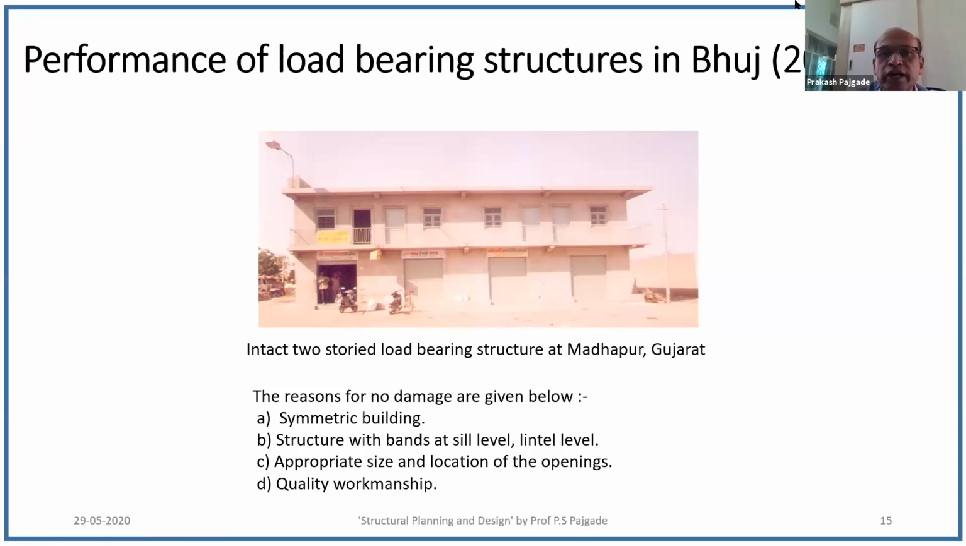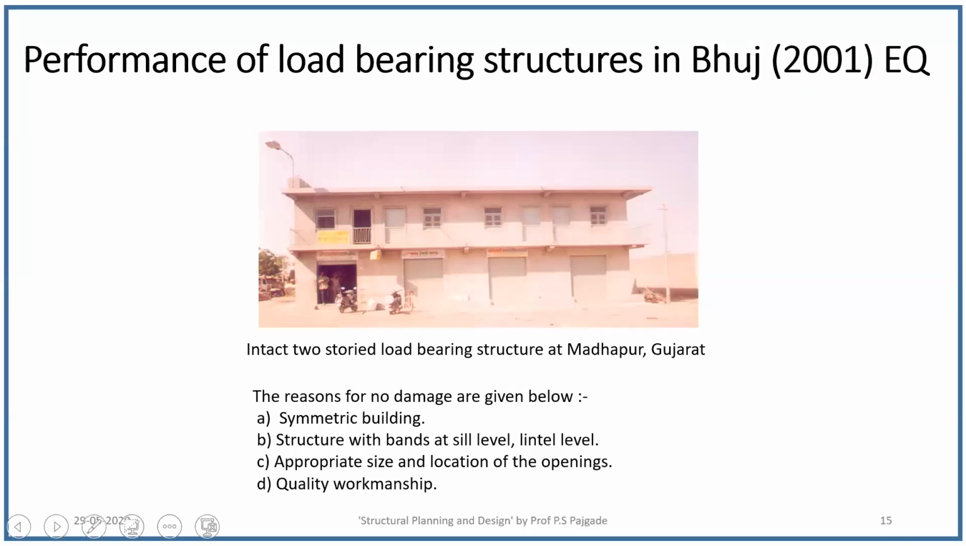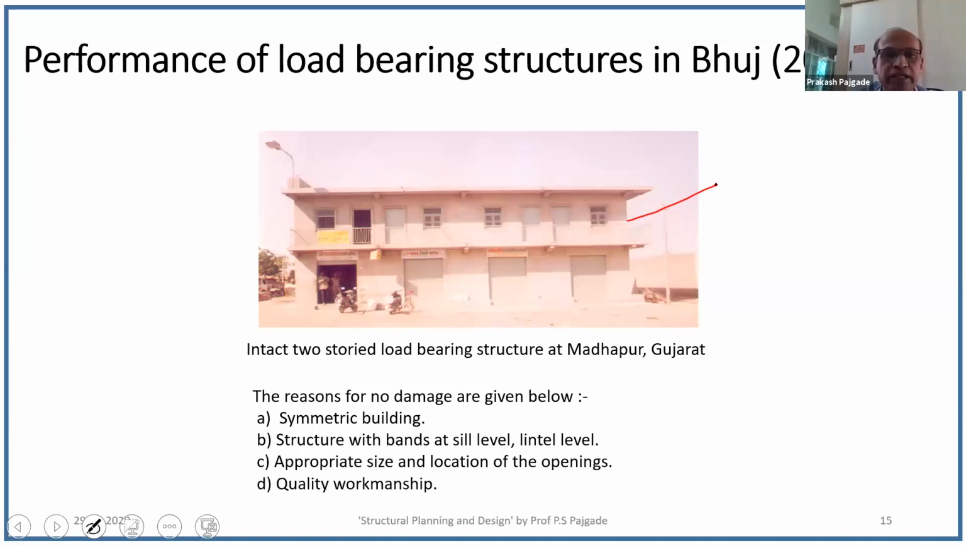So this is a two-storied load-bearing building. Whatever principles are there for load-bearing buildings, these principles were followed in this particular building, and that's why there was no damage to this building. It was 60 kilometers away from the epicenter, but its behavior was very good. There was no damage.